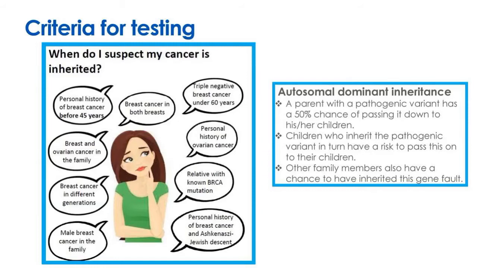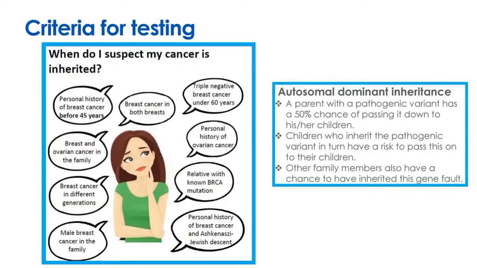A male breast cancer in the family also makes us very concerned, specifically about a BRCA2 mutation. If a woman presents with breast cancer in both breasts, bilateral breast cancer. In the last couple of years, it's become more clear that looking at triple negative breast cancer under the age of 60 years may also be an important indicator of a BRCA1 mutation.